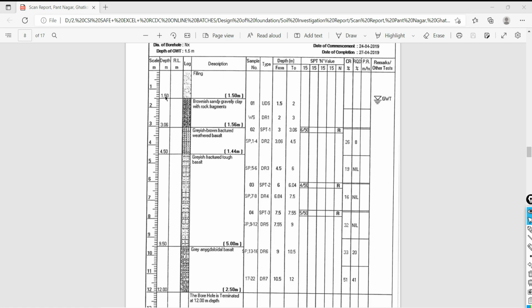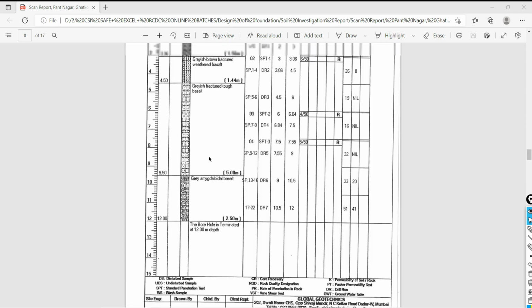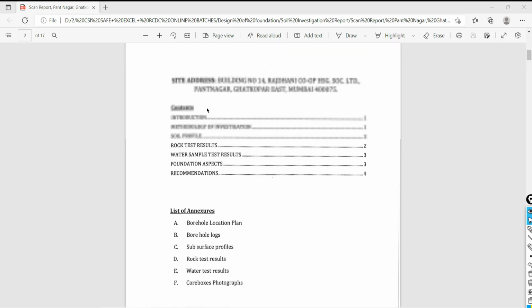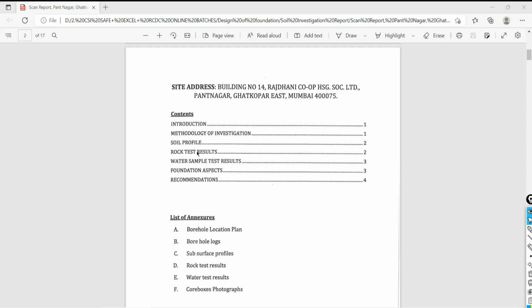So up to 1.5 meters from the ground level, there is natural filling. Then from 1.5 to 3.06 meters depth, what type of soil is there? Brownish sandy gravelly clay with rock fragments. Some content of rock is there, and mainly this layer consists of brownish sandy gravel soil. The report will be presented like that. Let me show you. The soil profile results will be there.